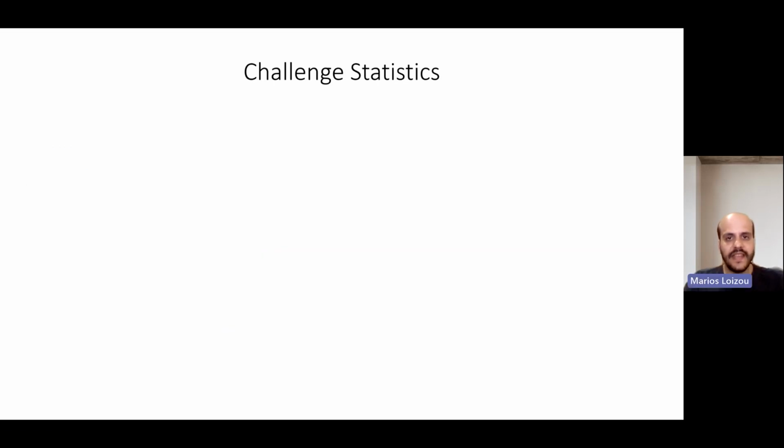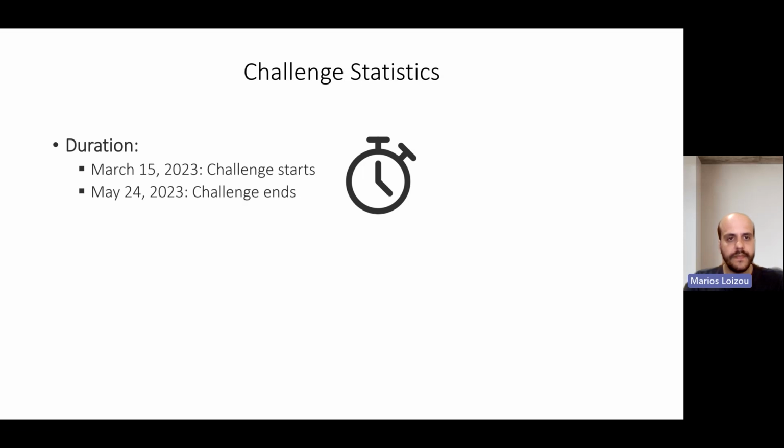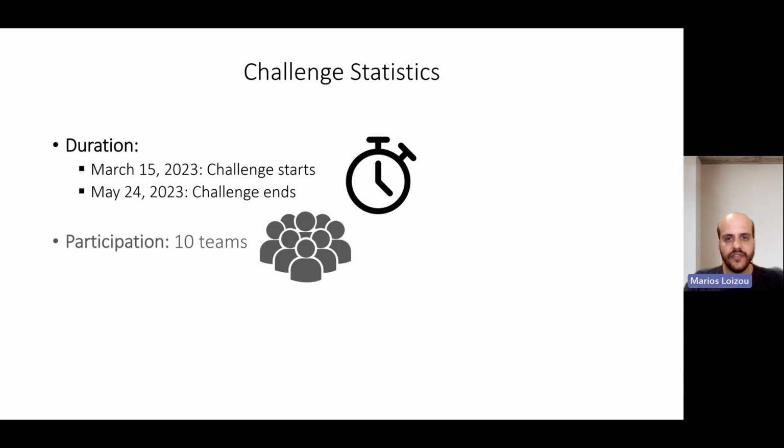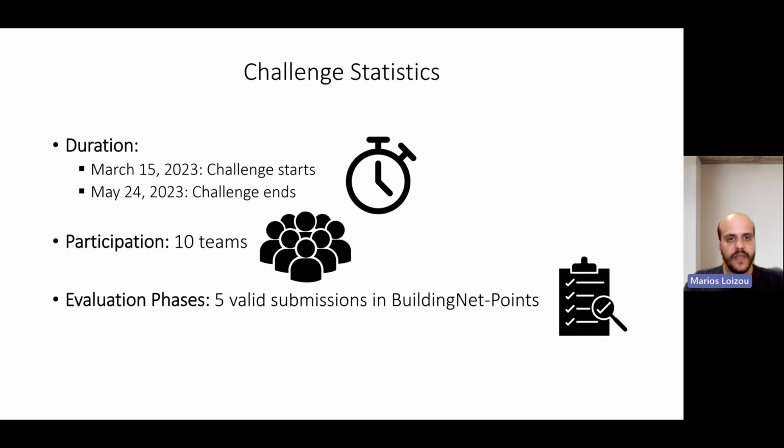Now let's take a look at some statistics and key highlights from this competition. The BuildingNet Challenge took place from March 15 to May 24, providing ample time for participants to showcase their expertise in 3D part segmentation. We received participation from 10 teams, each bringing their unique perspectives and innovative approaches to the challenge. In the BuildingNet-Points evaluation phase, we received a total of 5 valid submissions from the participating teams. These submissions showcase the participants' approaches and algorithms for part segmentation of 3D building models represented as point clouds.